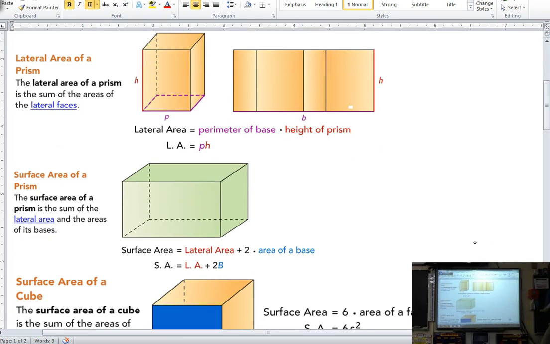So, in a prism, I'm trying to wrap this up by like 10 after, 12 after, so we still have a good 20 minutes to work on the test.